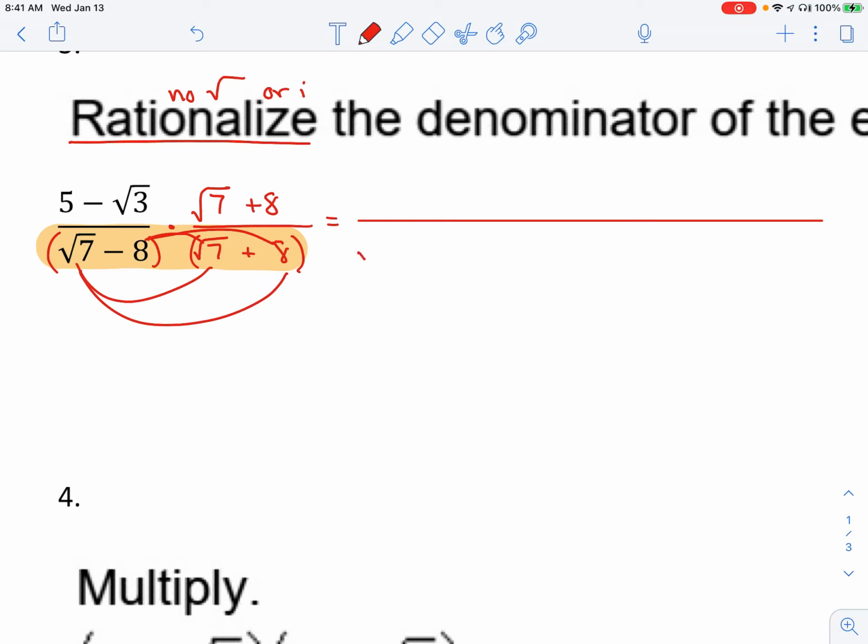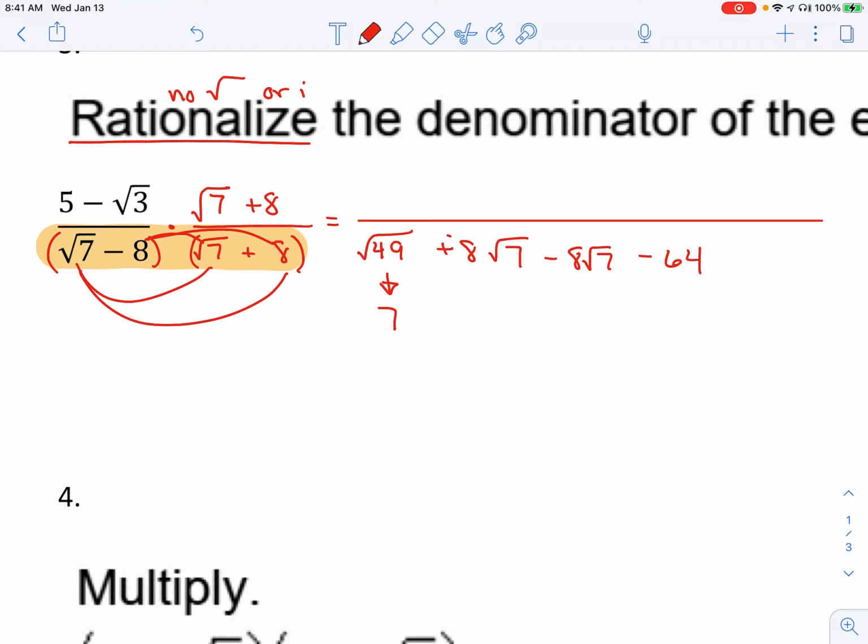Square root of 7 times square root of 7 is square root of 49, which PS is just 7. The square root of 7 times the positive 8 is 8 square roots of 7. Negative 8 times the square root of 7 is negative 8 square root of 7. Remember, those don't make 56 because the 8's on the outside. Negative 8 times positive 8 is negative 64.